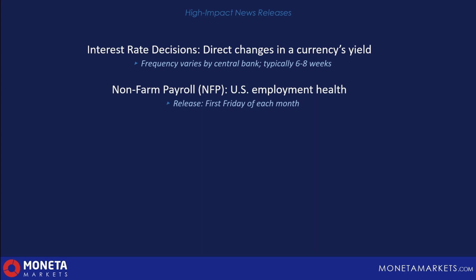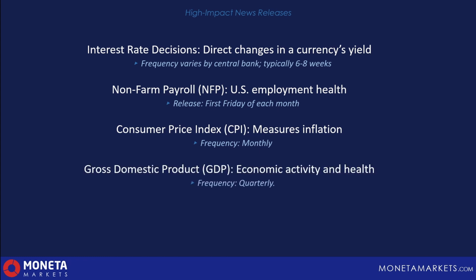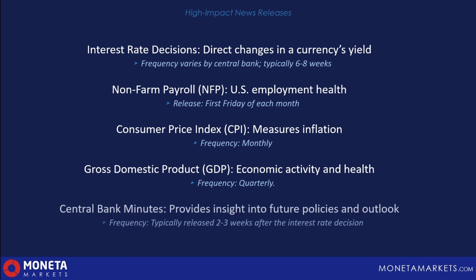NFP is the US employment data released on the first Friday of each month, US time, naturally. Consumer Price Index, CPI, measures inflation. The frequency of this is monthly. And GDP, or Gross Domestic Product, which is a direct indication of economic activity and health. This is released quarterly. And there are central bank minutes providing insight into future policies and outlooks of the country in question. These are typically released 2 to 3 weeks after the official interest rate decision.